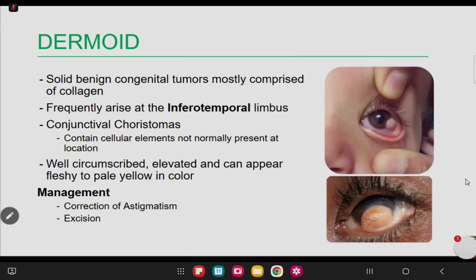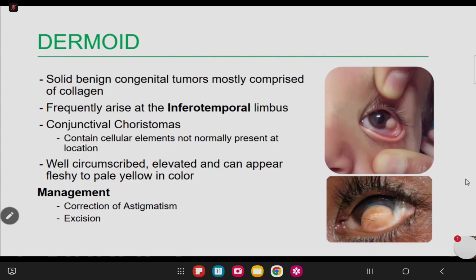The last would be your dermoid. No, so the limbal dermoid, it is a solid benign congenital tumor, mostly comprised of collagen. Frequently arise at the inferior temporal limbus, as the picture is depicting. No, so for both pictures, you can see it inferior temporally.